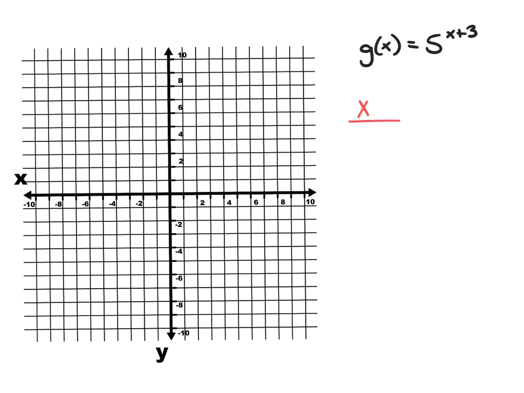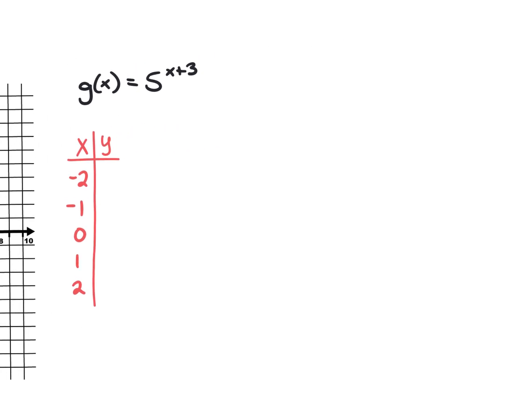XY table. What x values am I going to use? Yep. So now I'm going to come over here. We're going to plug in these values. Okay. So this turns into 5 to the negative 2 plus 3. What do I need to do first? I need to simplify the exponent. Okay, so what's negative 2 plus 3? Positive 1. What's 5 to the first? 5. Yep. So this turns to 5.